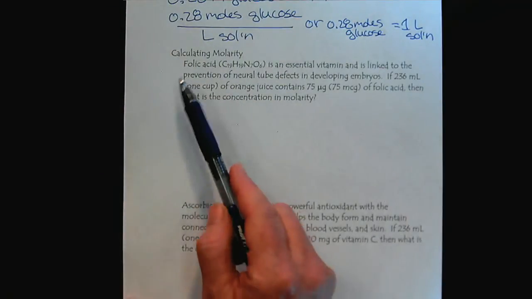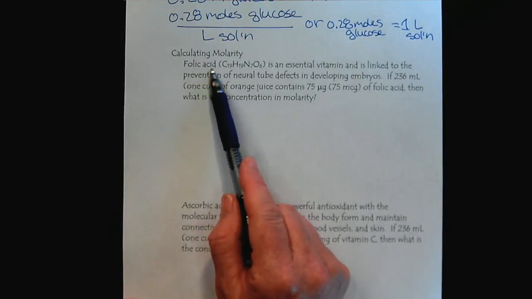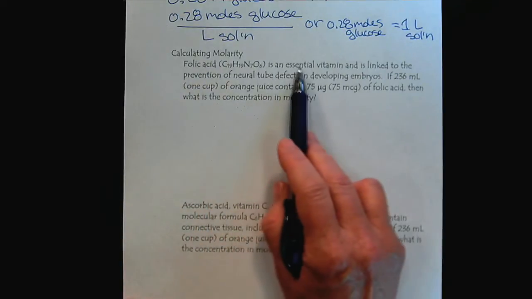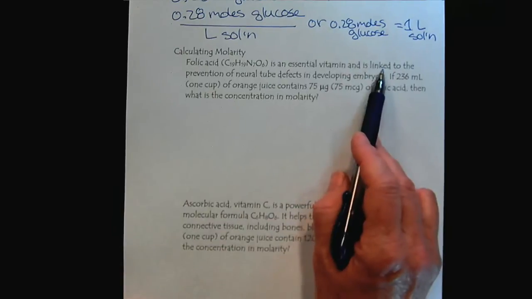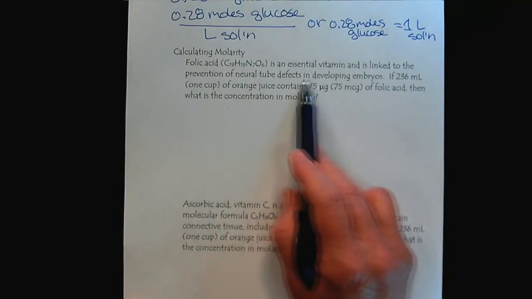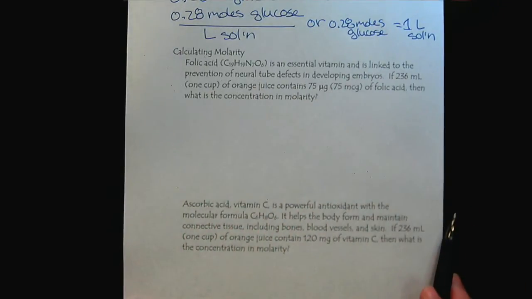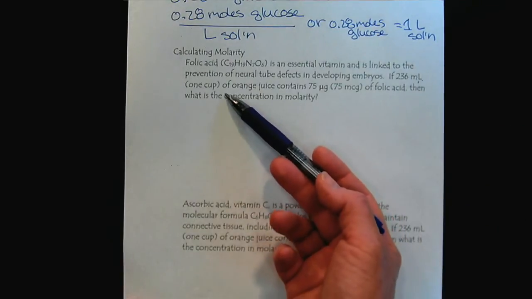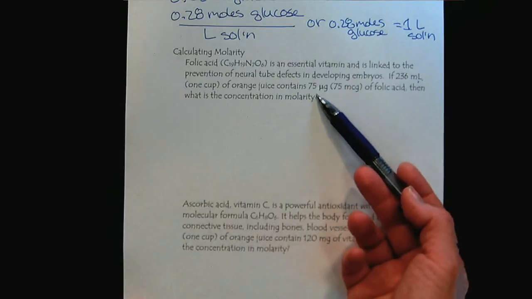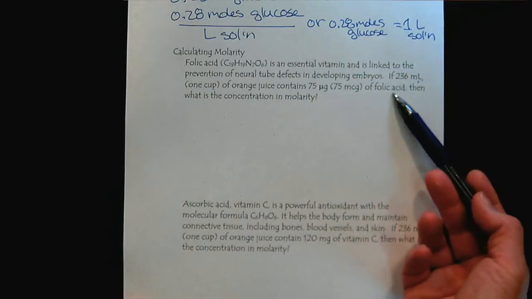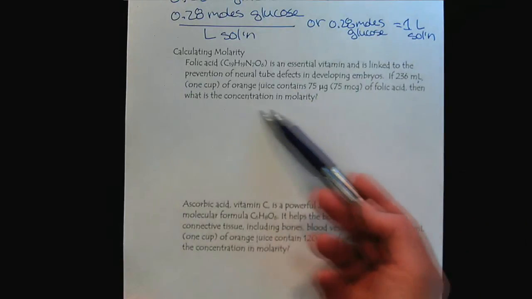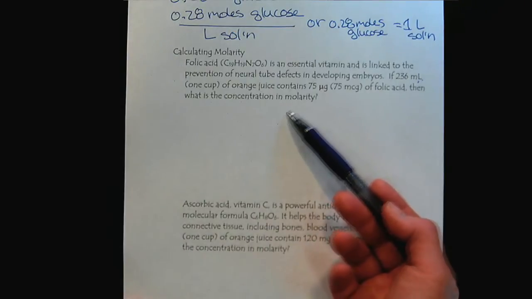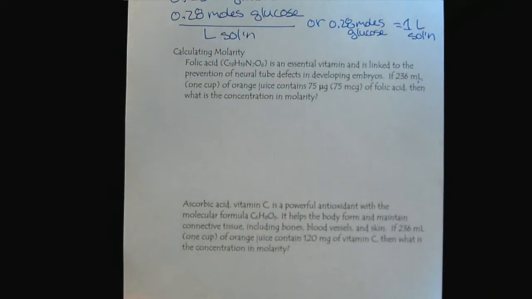So, folic acid is an essential vitamin and is linked to the prevention of neural tube defects in developing embryos. If 236 milliliters of orange juice, 1 cup of orange juice, contains 75 micrograms of folic acid, what is the concentration in molarity? So there's a lot of information here.